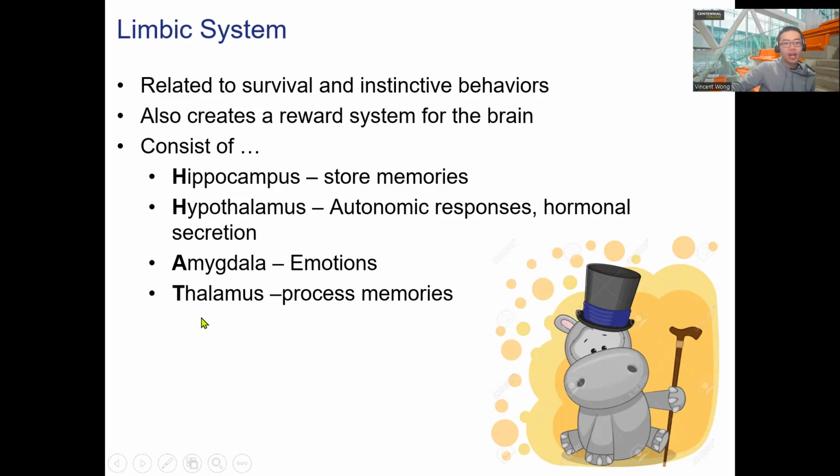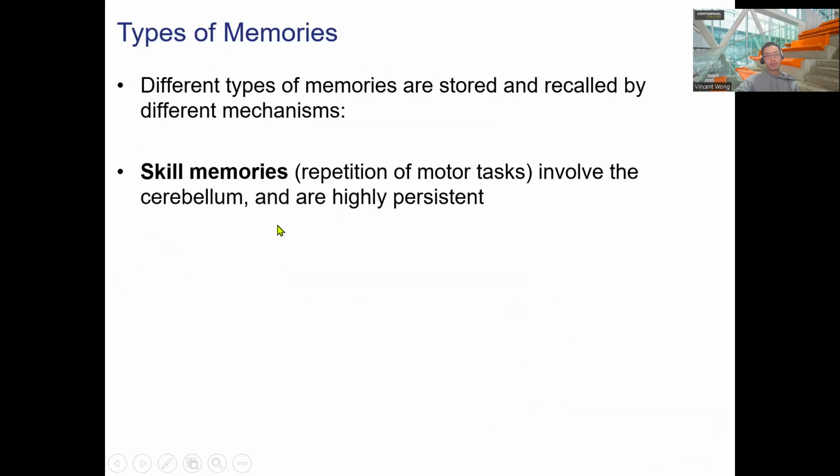Okay, and the thalamus will help process the memories. What memories should we store? What's important? What's important for survival? So that's the limbic system. Okay, the HAT, a hippo wearing a hat. That's how I remember it.